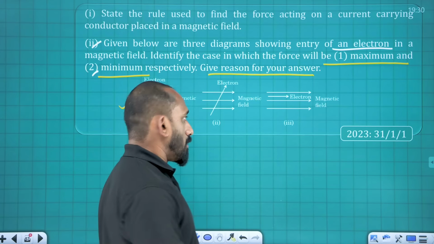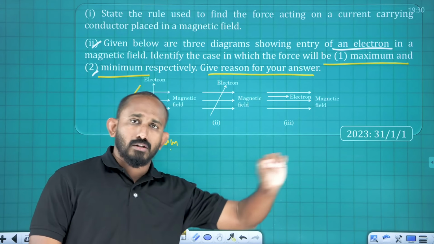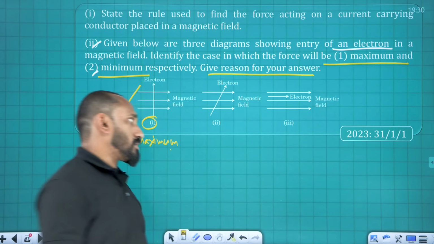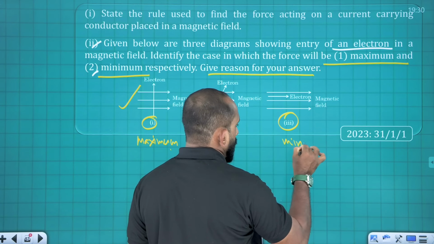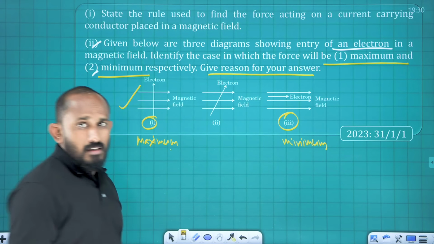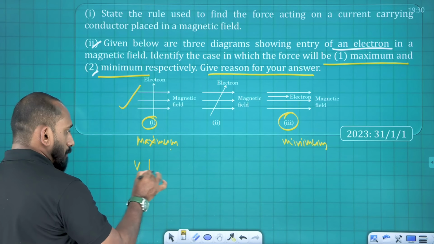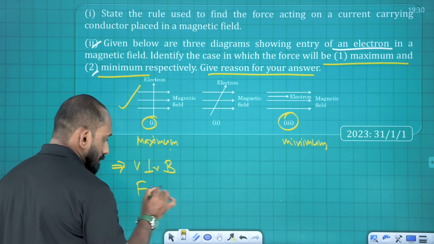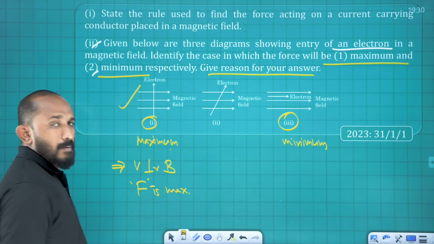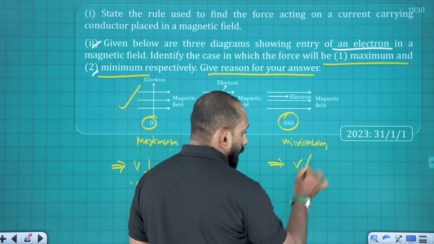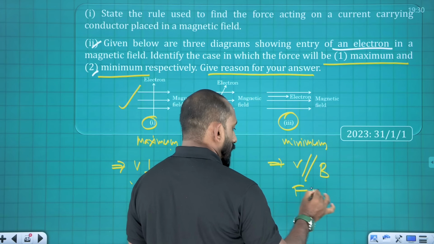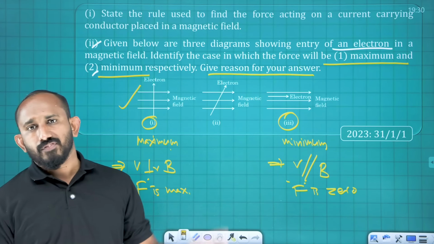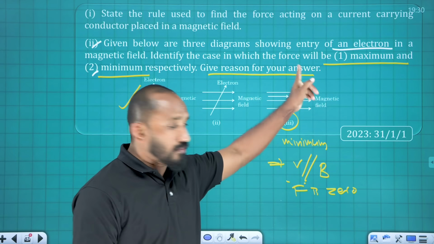Next, minimum is asked. Minimum will be when this electron moves parallel or anti-parallel to the magnetic field. If they move parallel, there is no force. It will move in the same straight line. So this is the minimum. Reason is, if it moves perpendicular, so V perpendicular to B, then F is maximum. If V is parallel to the magnetic field or anti-parallel, F is 0. There is no force. You got it? Fleming's left hand rule is used. See, 2023, one set of paper.